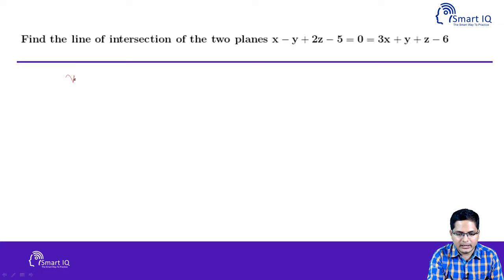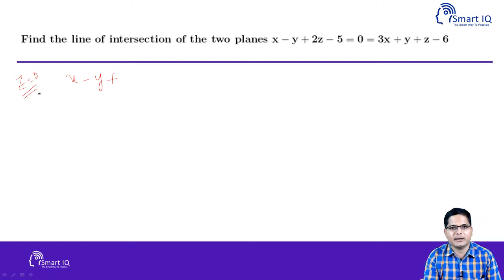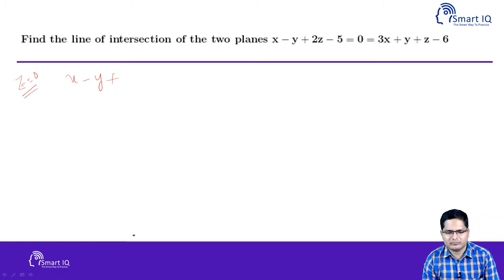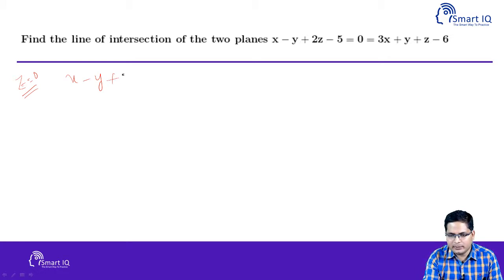In these two plane equations, let us substitute z is 0. Just randomly I am taking z is 0; you can take some other value, z is 1 also can be taken. So x plus y plus 0 minus 5 equal to 0, so what equation did you get? x minus y is 5. Also put z is 0 in the second plane. So 3x plus y plus 0 minus 6 is 0, that is 6.